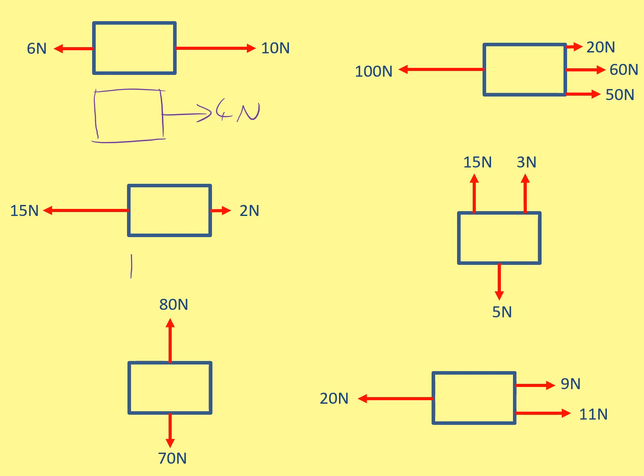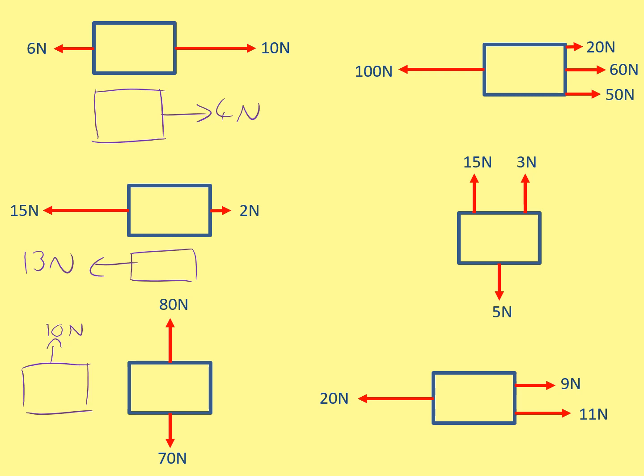Okay, 15 to the left and 2 to the right is exactly the same as 13 newtons to the left. Next one, 80 up and 70 down is exactly the same as another box with 10 newtons up. So we need a size and a direction because force is a vector.